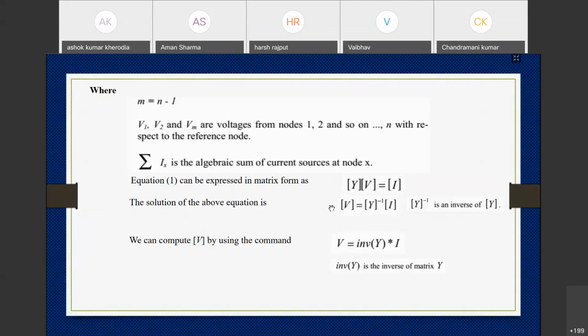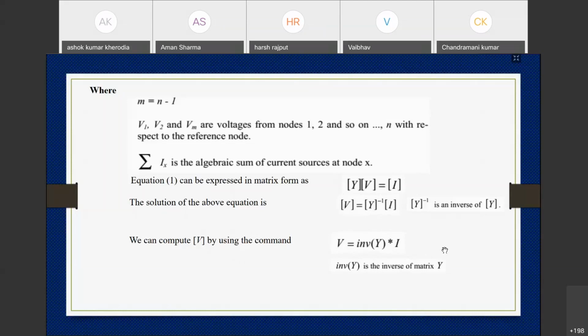Because what we are getting are two matrices, Y and V, which give us the I. So what is the solution? Because in nodal analysis, we are trying to find out the node voltages. So what will be V? V will be Y inverse of I. And to solve this, we can use this command: V equal to inverse of Y into I, where inverse of Y is the inverse of matrix Y.